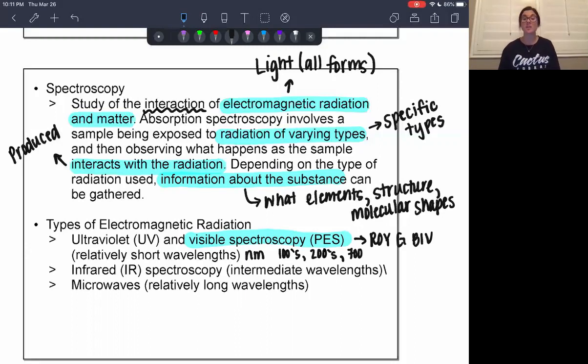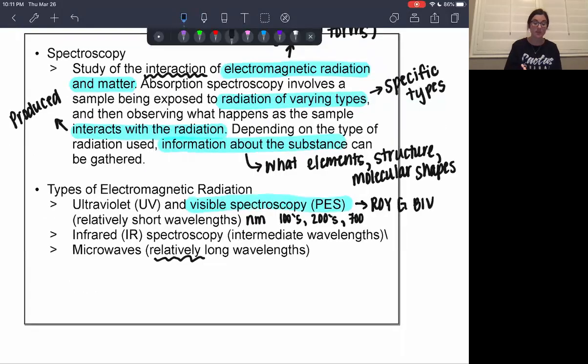The next type of radiation that's going to be valuable is infrared spectroscopy. So your IR, your infrared range. This is where infrared goggles come from. And then they have a medium or intermediate wavelength, so in between UV and visible. And then our next one is microwave, which is relatively long. We use the word relatively here because there are definitely wavelengths that are longer, like radio waves. X-rays, specifically, are much longer than microwaves. So while it is classified as a long wavelength, it's definitely not the longest that we could have.